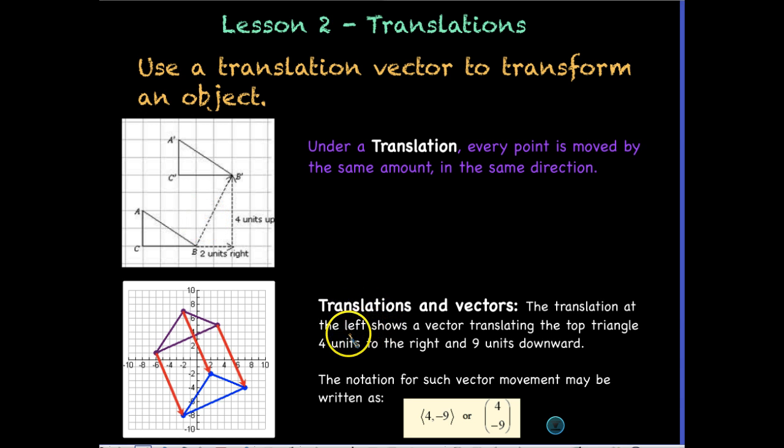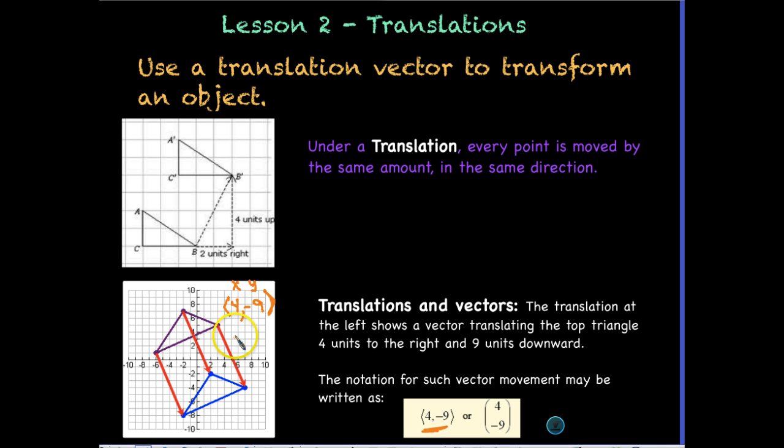Translations and vectors. The translation at the left shows a vector translating the top triangle, so our purple triangle is the top triangle, 4 units to the right and 9 units down to get the blue triangle. The way we write that movement is in a vector form, like this, 4, negative 9, with these symbols on the outside, different than parentheses. So in order to translate this first shape, we use this translation vector 4, negative 9. This corresponds to our x and y coordinates. 4 corresponds to x and negative 9 corresponds to y.